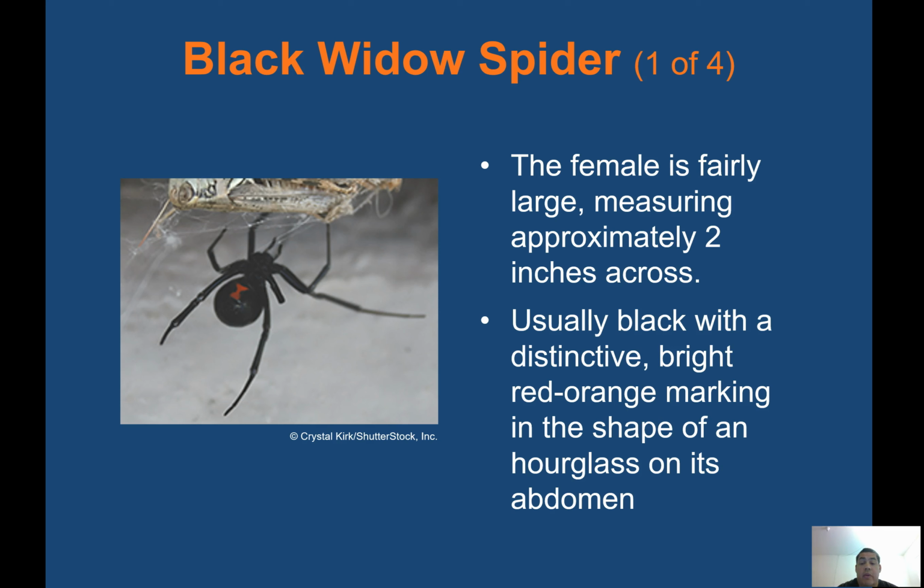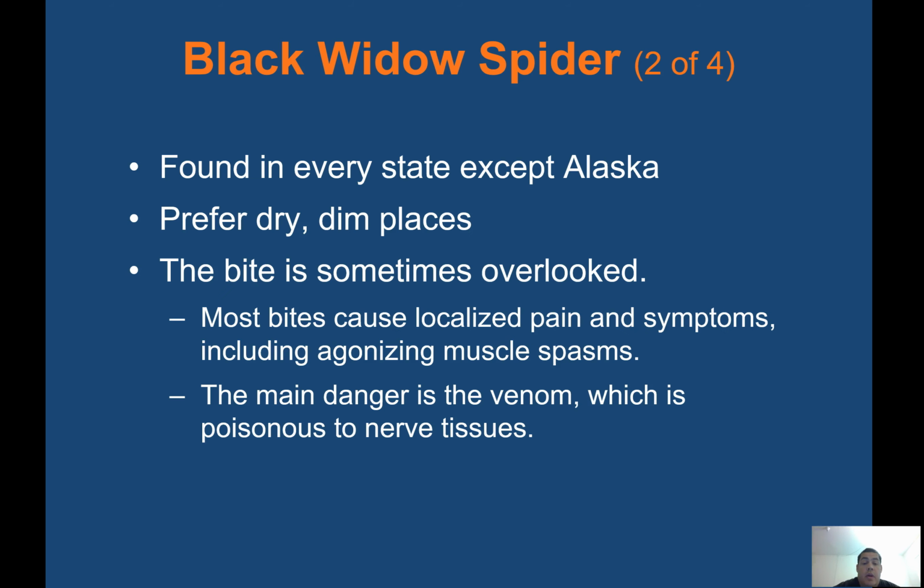Black widow spider. The female is fairly large, measuring approximately 2 inches across, usually black with a distinctive bright red-orange marking in the shape of an hourglass on its abdomen. Found in every state except Alaska. Prefer dry, dim places. The bite is sometimes overlooked.